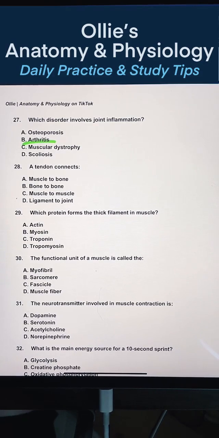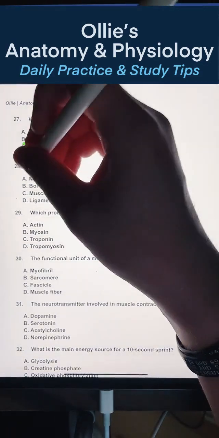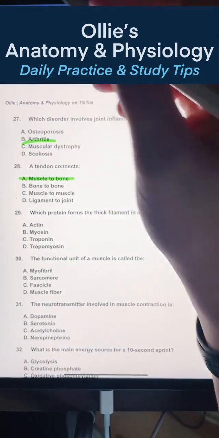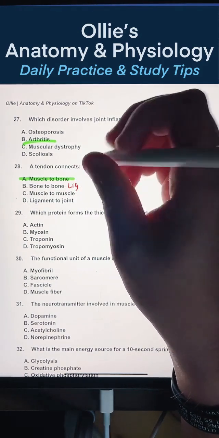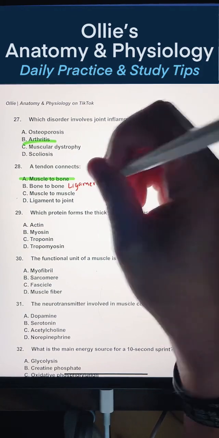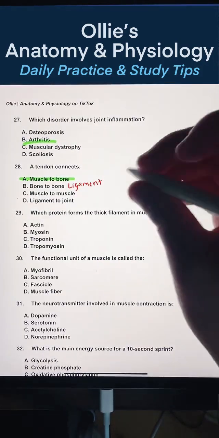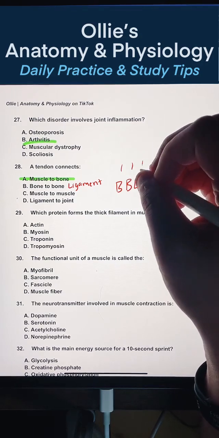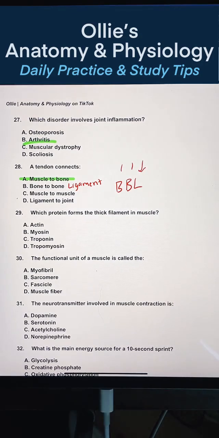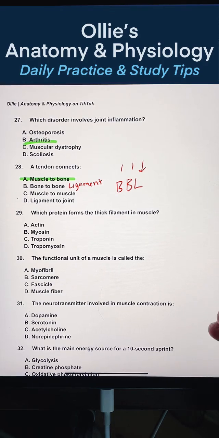Number 28, a tendon is going to connect muscle to bone. Muscle to bone. Ligament is bone to bone. And a viewer actually mentioned a good way to remember that. It was BBL. Bone to bone is ligament. So that's how they remembered it. It was the first time I heard of it. Hopefully it helps someone else remember it. Number 29. Which protein forms the thick filament in muscle?